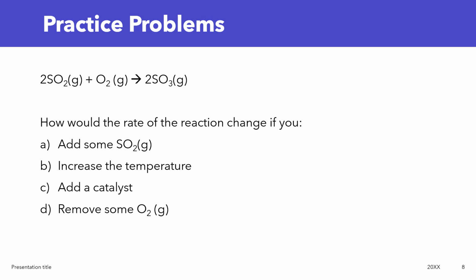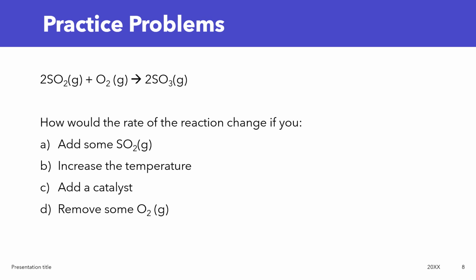Let's look at a practice problem. Look at the reaction and let's talk about how the rate of the reaction would change if you A, add some sulfur dioxide. So in this reaction, what are our reactants? Our reactants are sulfur dioxide, SO2, and then oxygen. So if you add some sulfur dioxide, that means you add more reactants. So you increase the concentration of the reactants.